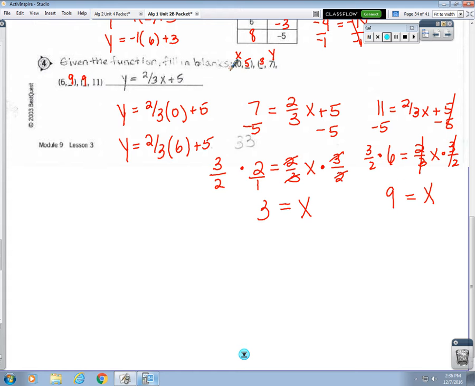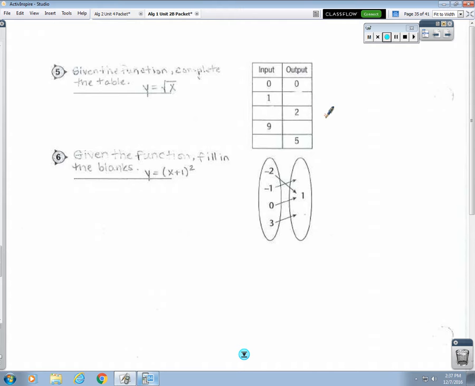And then look, you can also look at the pattern. 0, 3, 6, 9 for your x's. Your y's were 5, 7, 9, 11. Okay, next page. I want you to, or actually we'll do this one together. Given the function, complete the table. So this time your function is the square root of x. This one's already been done for you, so we need to go to this one.